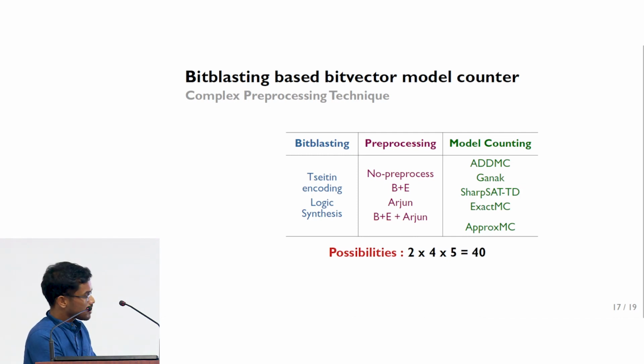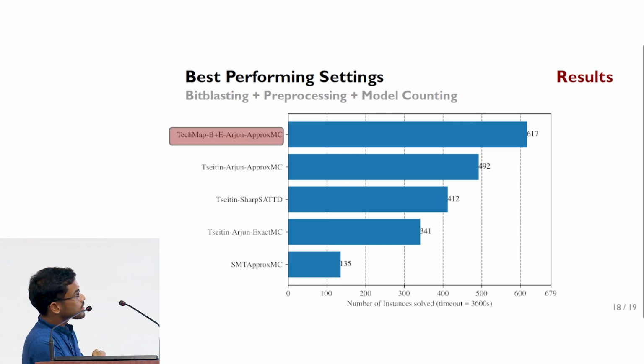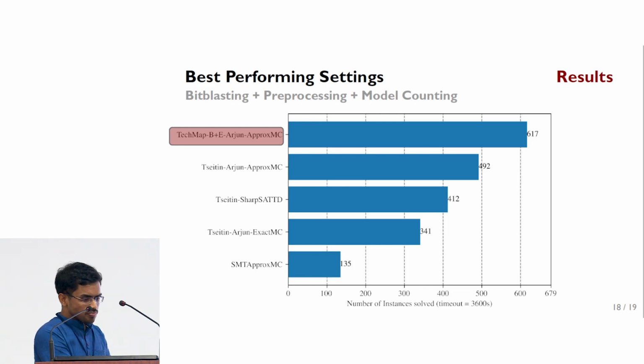And it turns out that this B plus C plus Arjun preprocessing has helped a lot. In this setting, if we bit blast the instance with technology mapping, it can help solve approximately 617 benchmarks, which is more than 90% of the benchmarks. There are two more interesting observations here. One is that technology mapping based encoding was not a good performer earlier in any of the settings, but in this case, it has helped to solve most of the instances.